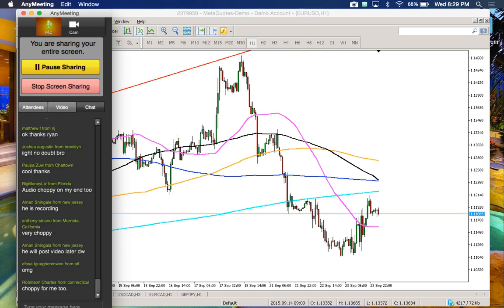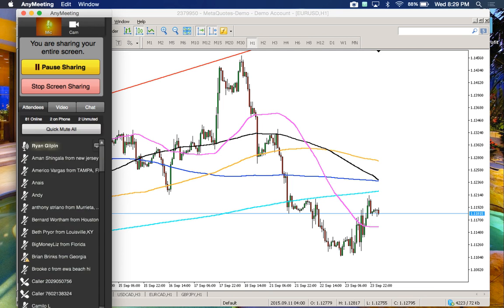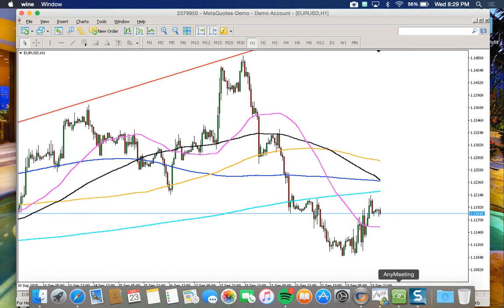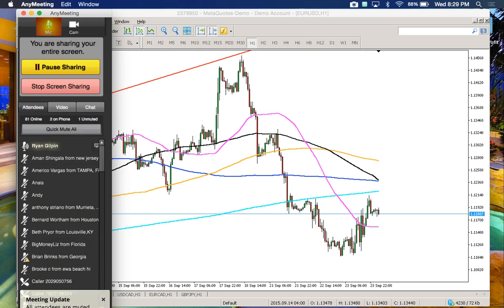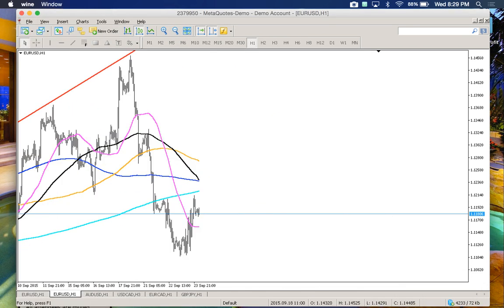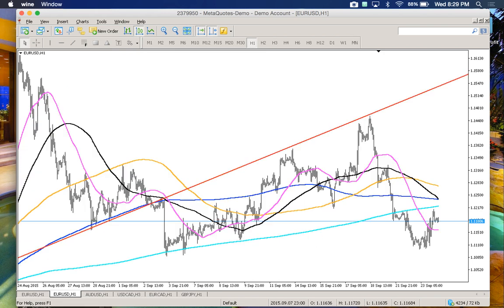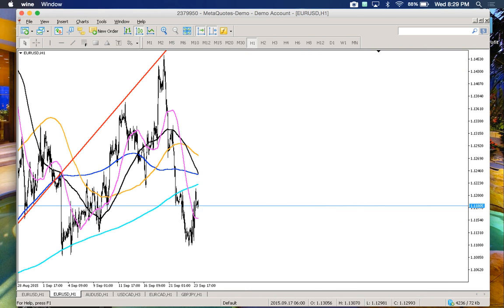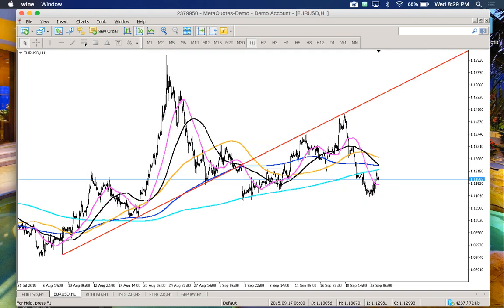Alright. So, if it's choppy, like I said, I'll post a video later on, so don't worry about the choppiness. Just follow me with what I'm doing with my trend lines so you guys can understand the concept.